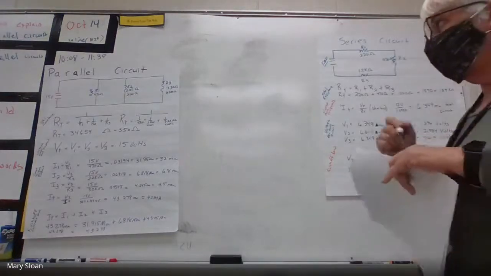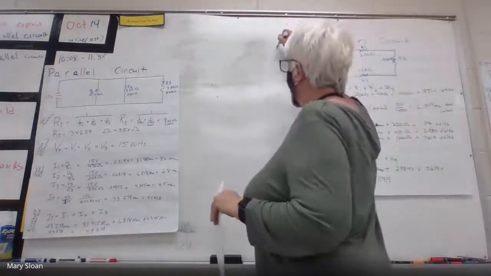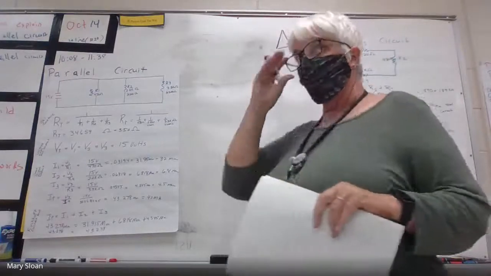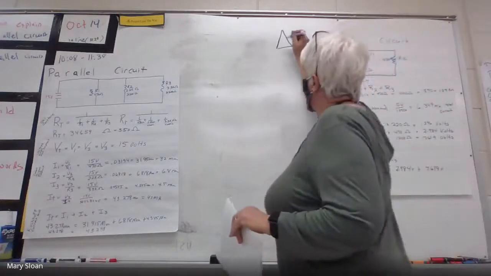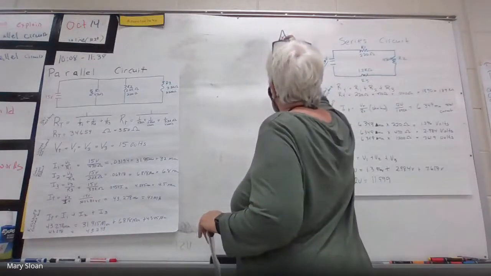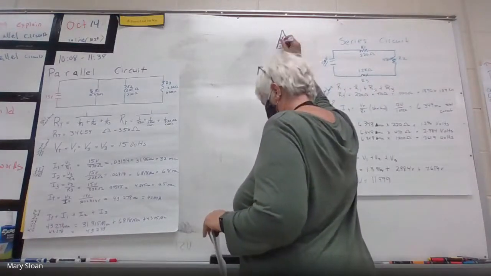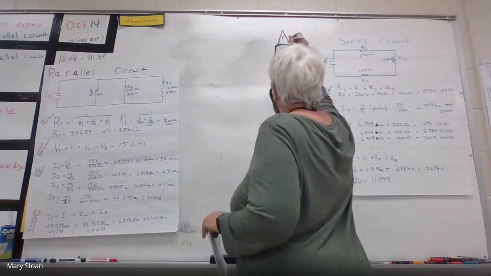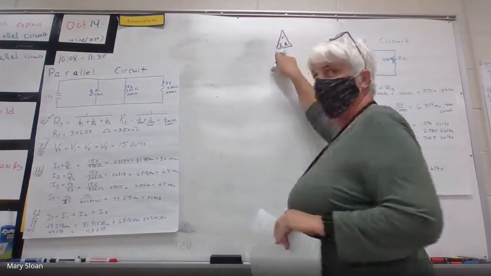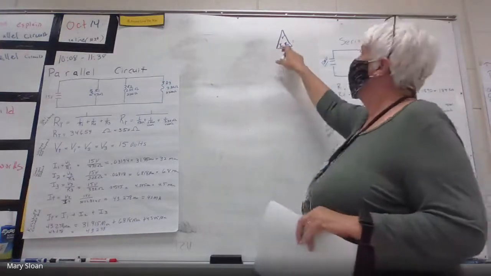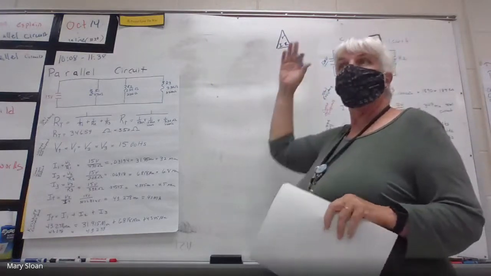So the first thing that I would have done is I would have done my triangle. So on my triangle, what goes on top? Okay, V on top, then I, R on the bottom. So that's voltage. What does I stand for? Current. R stands for resistance.